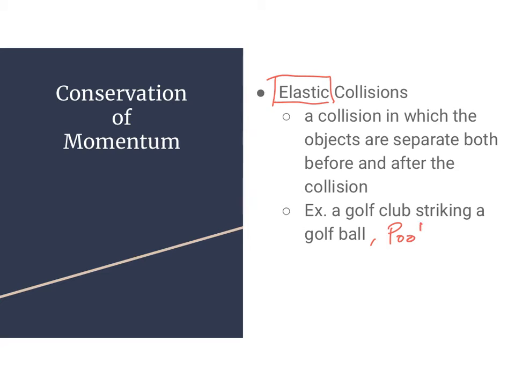Pool balls, if you've ever played pool. When you hit the cue ball and it hits all of the other balls and they go scattering in all directions, that's a great example of elastic collisions. And actually, at a smaller level, gas molecules flying around and interacting with each other, those represent elastic collisions as well.